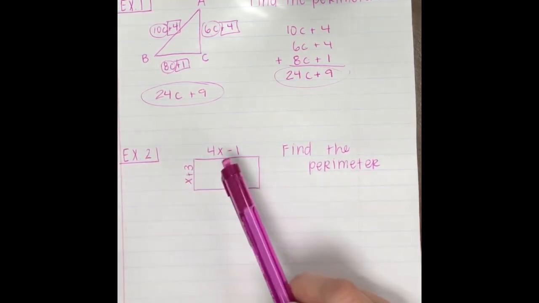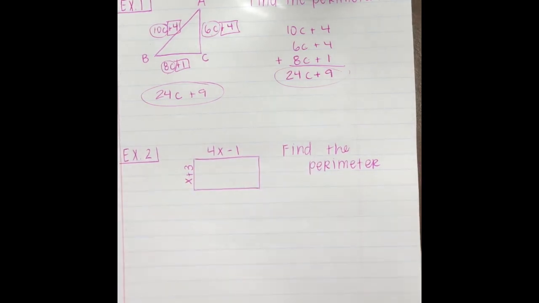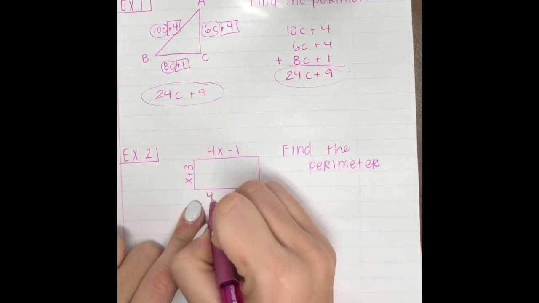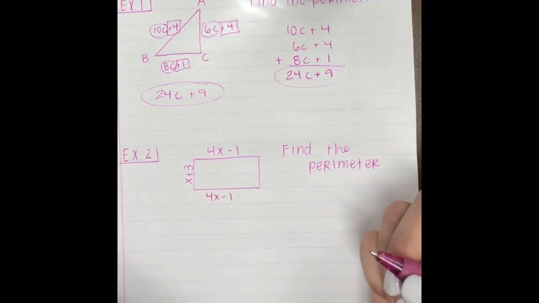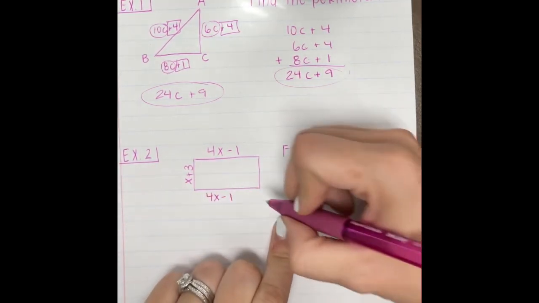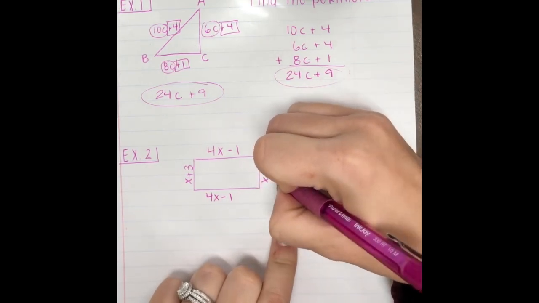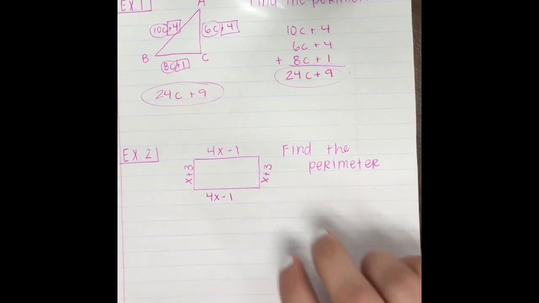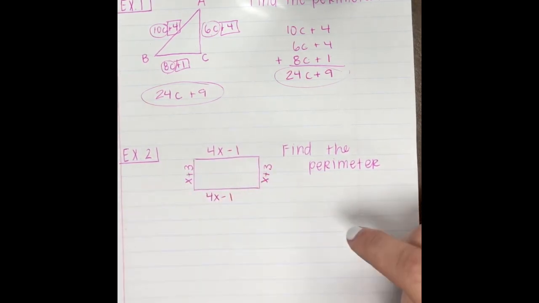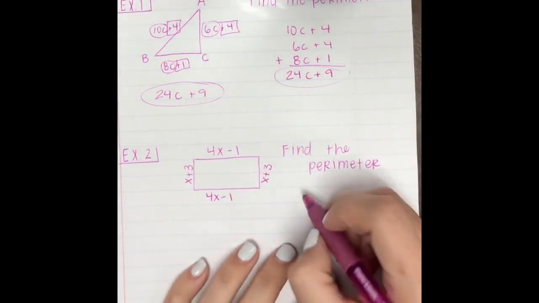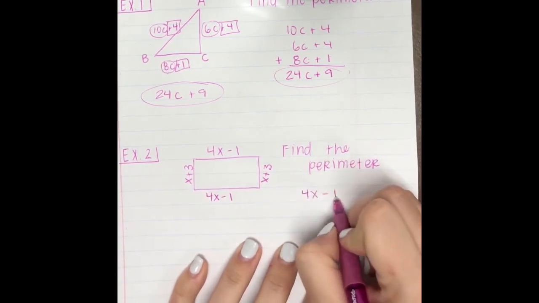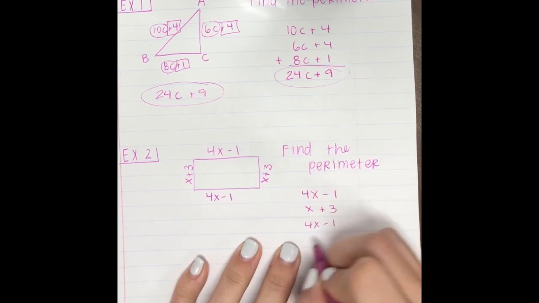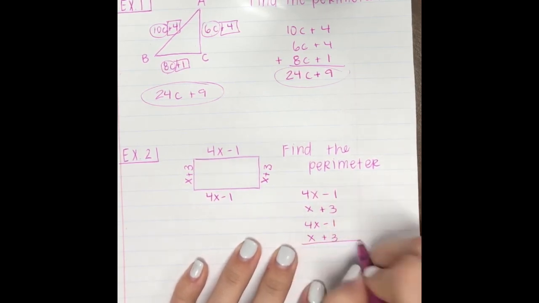Okay, yes, you're only given 2, but if you know about rectangles, you know opposite sides are the same. Which would mean this side is also a length of 4x minus 1. And this side is also a length of x plus 3. Okay, so once we've done that, now we can find the perimeter by adding up all the sides. So we can list it out. 4x minus 1, x plus 3, 4x minus 1, and an x plus 3.